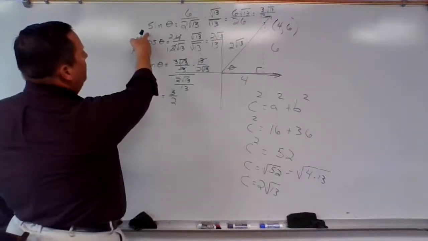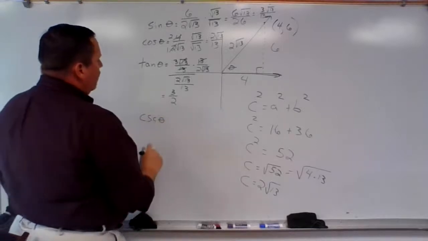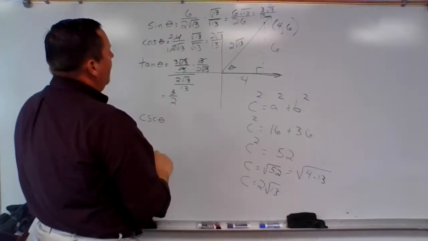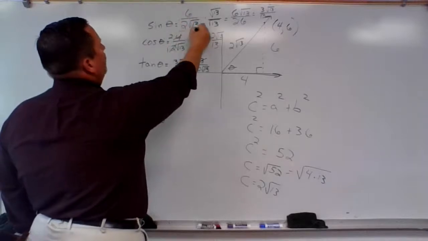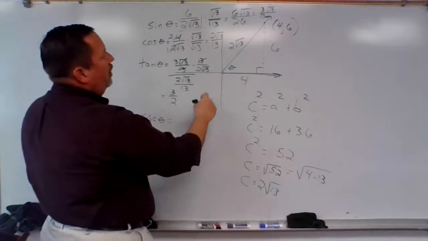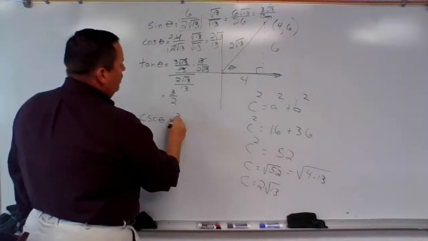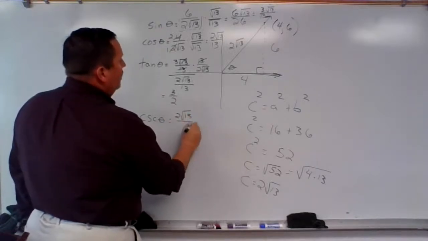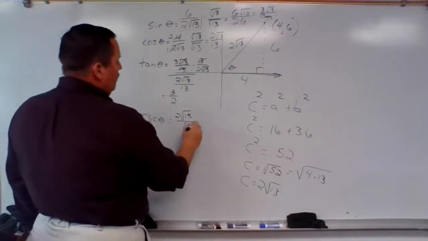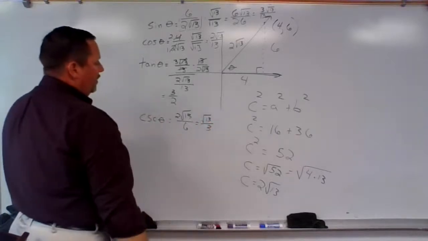Who remembers what the flip or the inverse of sine is? It's cosecant. So cosecant theta, and probably right at the beginning, you see where we first wrote sine down, that's where we should flip it. Or I can just look at my original triangle and remember it's hypotenuse over opposite. So 2 root 13 over 6. Those reduce to 1/3. I have root 13 over 3.